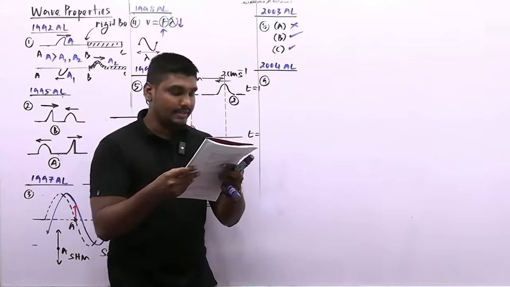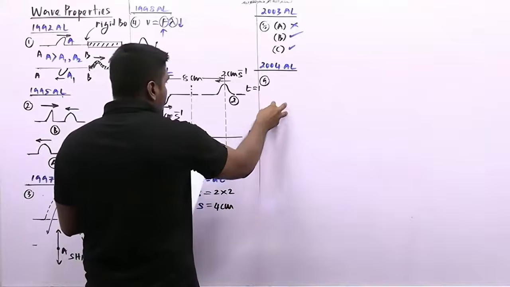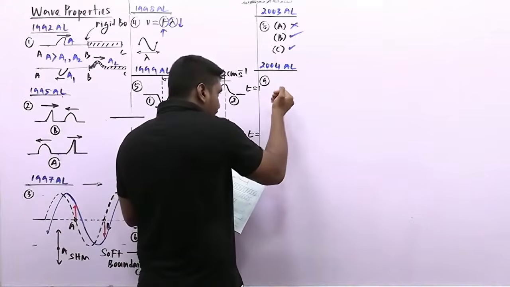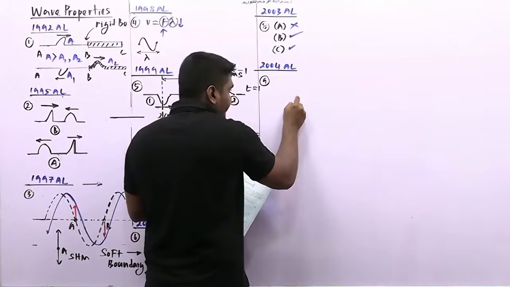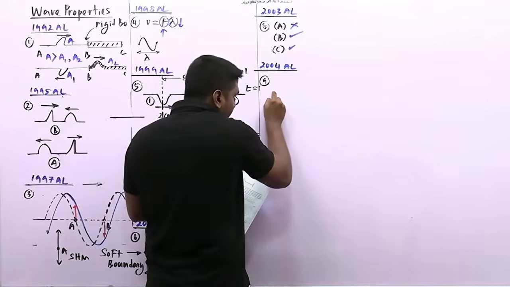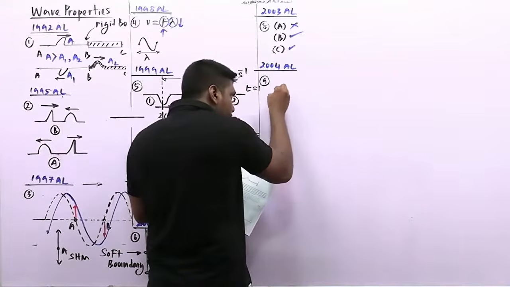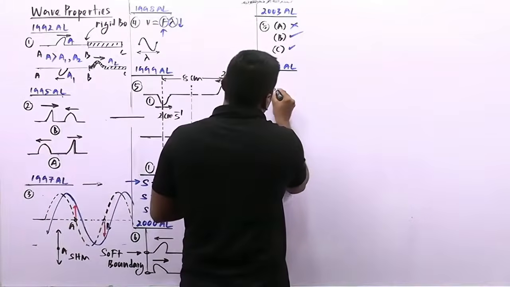Now this theory part I also explained in my theory classes. When you connect a heavy string and a light string, how the wave pulse propagates in the heavier and lighter strings, that's the theory we learned already. Once again.